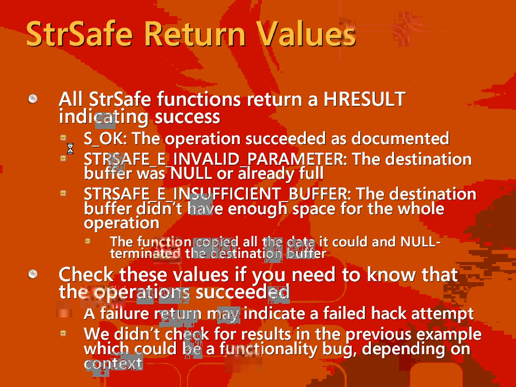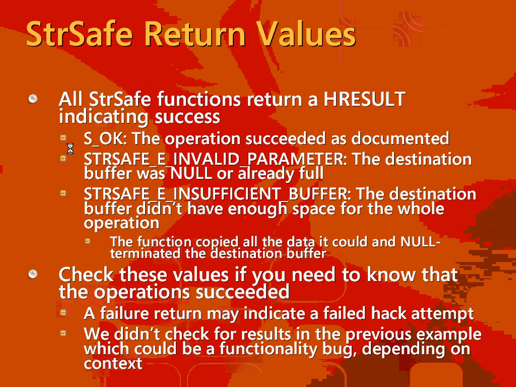It's also good to be aware of the string safe return values. We did not look at those in the last example, although we probably should have, just to have provided more robust code. But if you get S_OK, you know that the operation succeeded as documented and everything's fine. If you get the invalid parameter return code, it's probably because the buffer was either already full or, unfortunately, a null would have been passed in. And this is better, of course, than just crashing the application by trying to write to that location in memory.